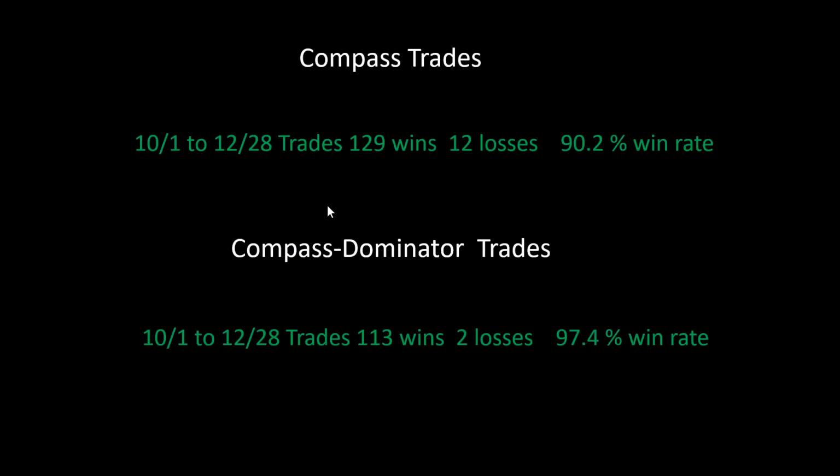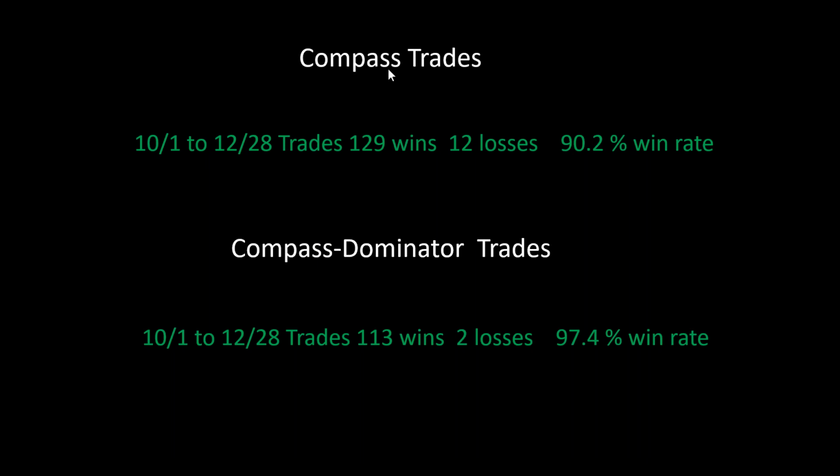Before I end, I want to just kind of cover the results that we've had. There's this trade, this one here, this is actually a year old. This is from 10/1 to 12/28 last year. But the reason I did this was because the Dominator system just came out last October. So this was the first 3-month period that I was able to use the Compass system and the Dominator system in combination.